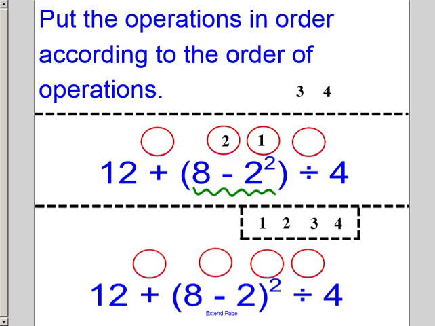Now that I have finished up my grouping symbols, do I have any exponents outside of the grouping symbols? No, I don't. Do I have any multiplication or division? Yes, I do. So that comes next. And then all that I'm left with is this addition.